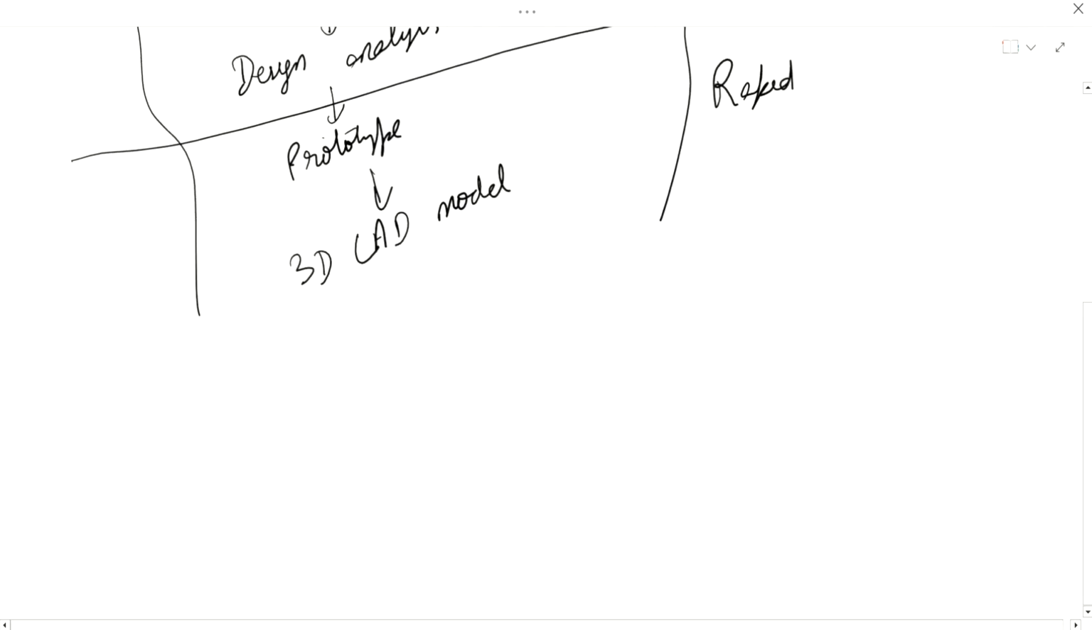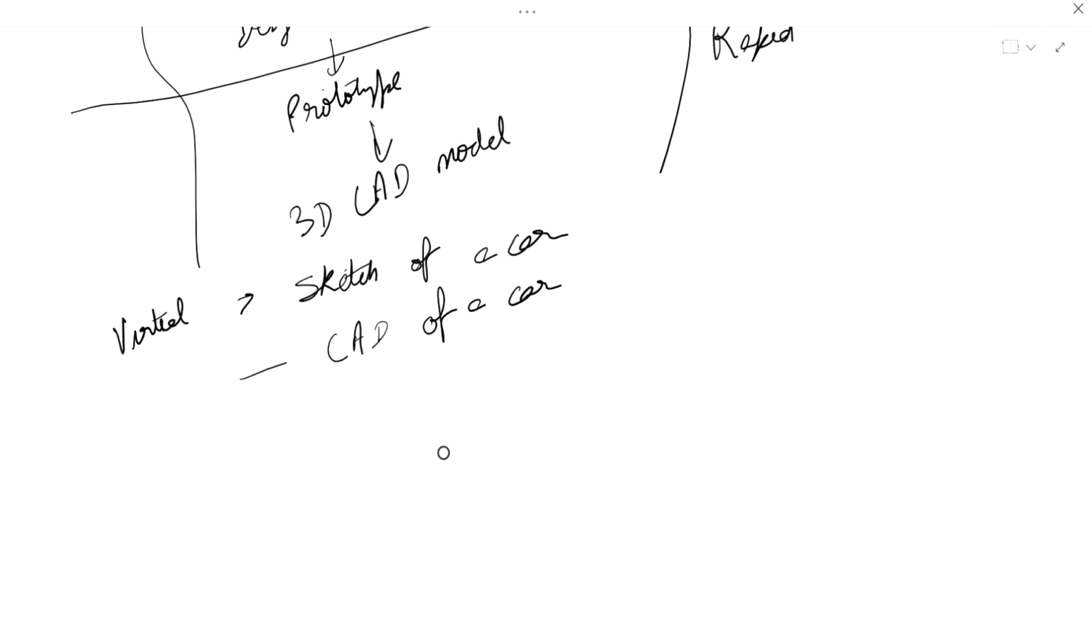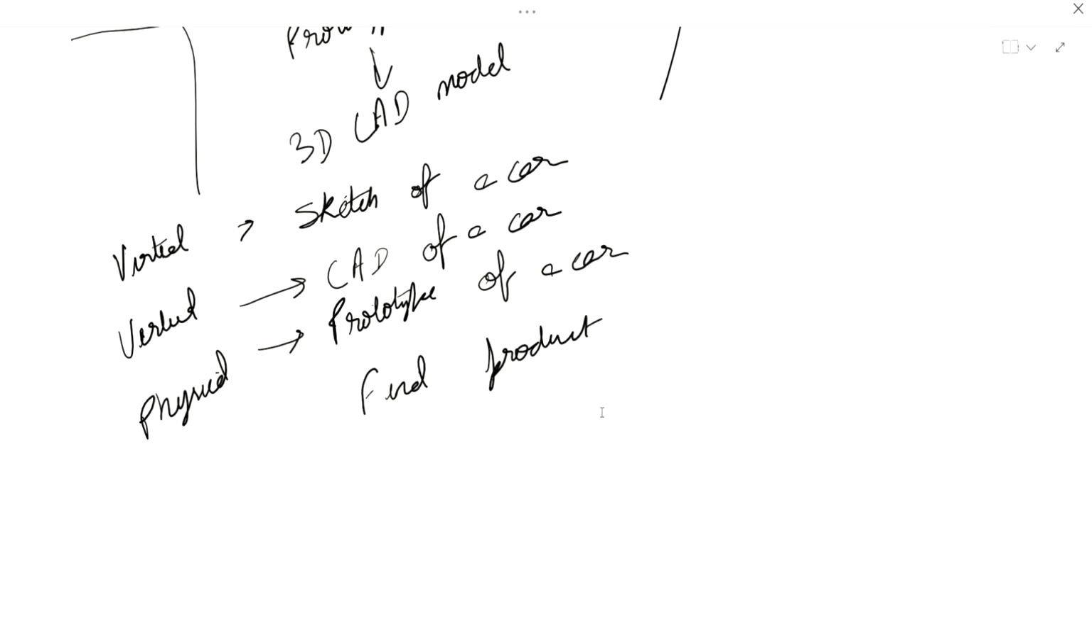One small example we can give: when it is virtual, it can be a sketch of, suppose we take an example, a sketch of a car. A CAD model of a car will also be virtual. Then physical will be when we have a prototype of a car, and also when we have a final product, that will be physical.